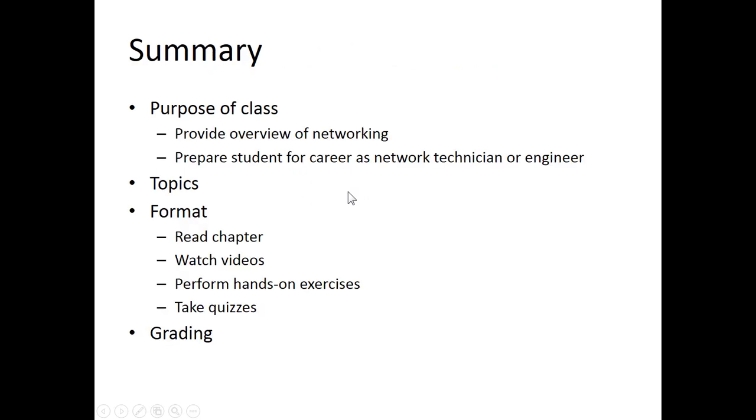In summary, we discussed the purpose of the class and saw that the purpose of the class is to provide the student with an overview of networking, and is designed to prepare a student for a career as a network technician, network administrator, or network engineer. We looked at the topics from the textbook. We saw that for each chapter, you're supposed to read the chapter, watch the videos, perform the hands-on exercises, and take the quizzes, and then we looked at grading.